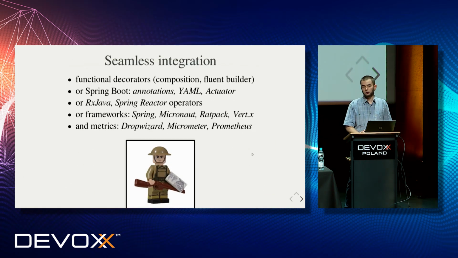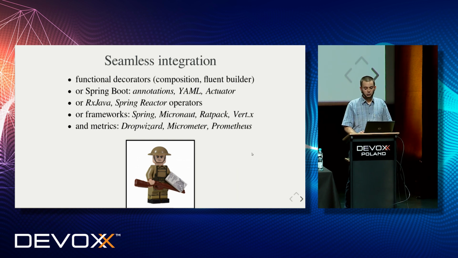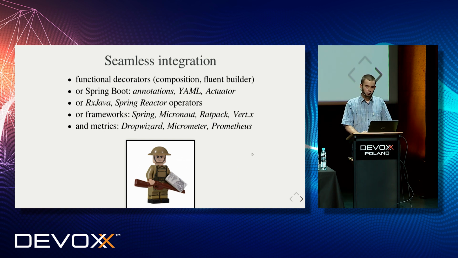There are still, of course, more extensions. So if you don't want to use functions or decorators or builder, and you prefer annotations, aspect-oriented programming, reflections, you can still use your Spring annotations. The same if you use a reactive operator, you can use extension for Spring Reactor or RxJava. And Resilience4j doesn't provide Hystrix dashboard, which makes sense. But because each component emits metrics, you can simply connect them with your favorite metrics library.